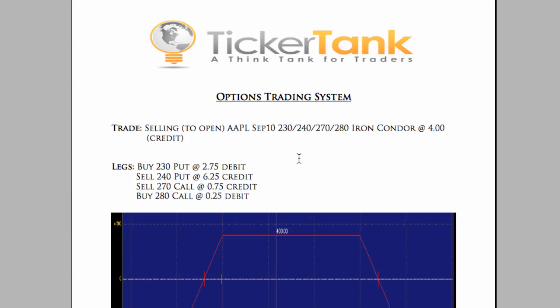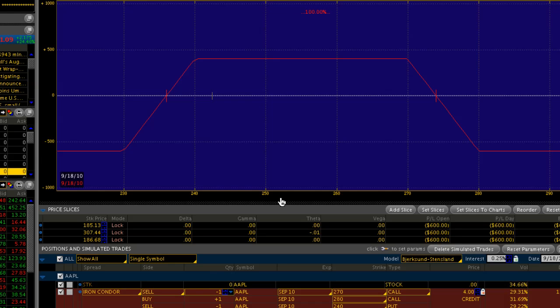The legs on this spread, here's the breakdown. We're going to be buying the 230 put at 2.75 debit, selling the 240 put at 6.25 credit, selling the 270 call at 0.75 credit, and buying the 280 call at 0.25 debit. Add all that together and you'll get the 4.00 credit that you'll receive to your account.